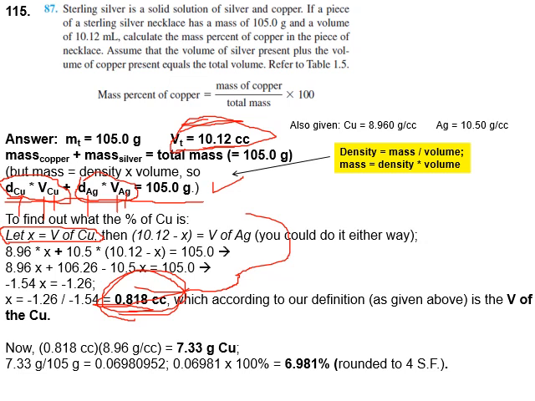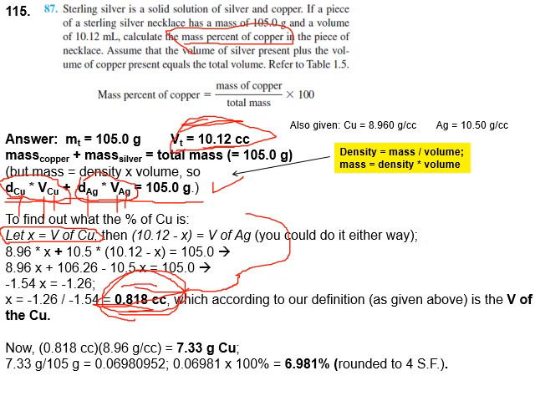So originally what they wanted us to get, up here at the very top, is the mass percent of copper. So we'll have to figure out the mass of the copper and then divide it by the total mass. The total mass was 105. So we really wouldn't have to do the part for the silver, although it's an interesting exercise.